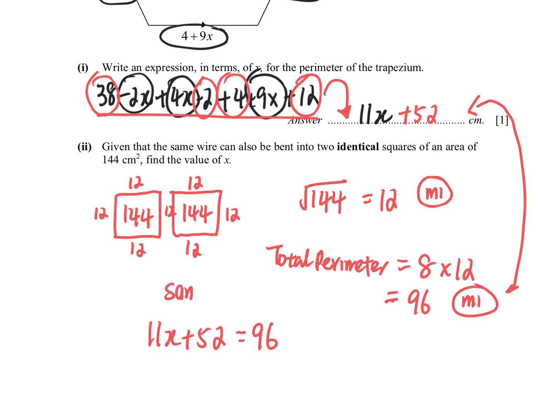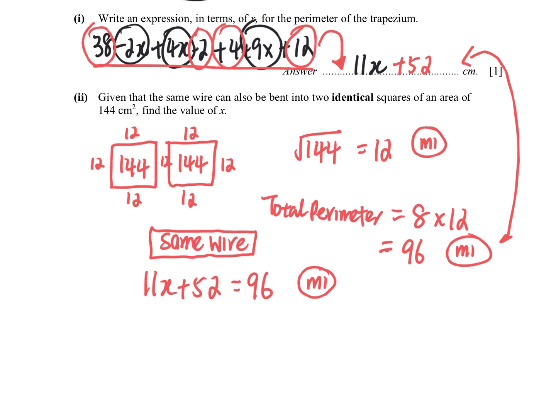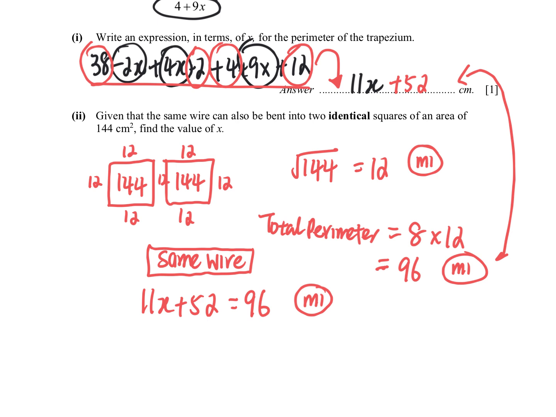Because it's the same wire, the length must be the same. So the moment you equate them together, it shows that you understand the question. You get your 3rd mark. The last one is solving. So x is just 4 cm. Answer mark.